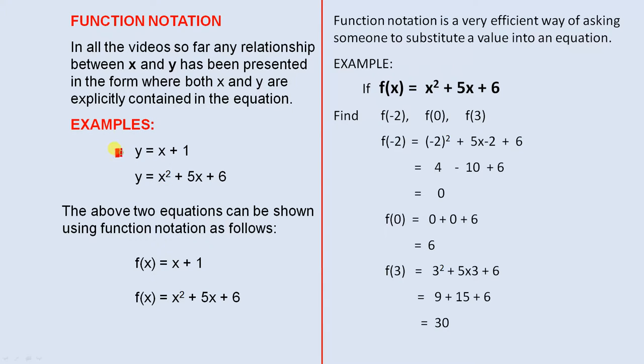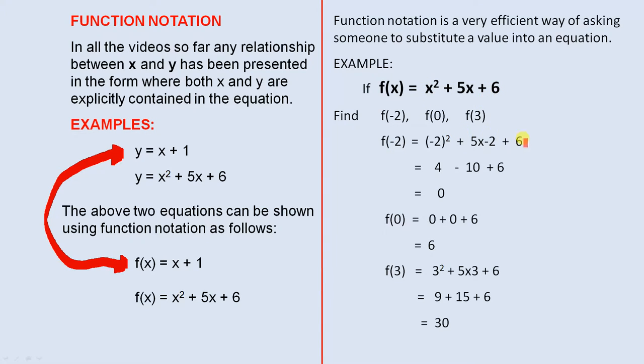So basically y and f(x) are the same. So basically y stands for f(x) in each of those equations. Function notation is a very efficient way of asking someone to substitute a value into an equation. For example, if f(x) equals x squared plus 5x plus 6, we have to find f(-2), f(0) and f(3). f(-2) means that you substitute x equals minus 2 into the equation.